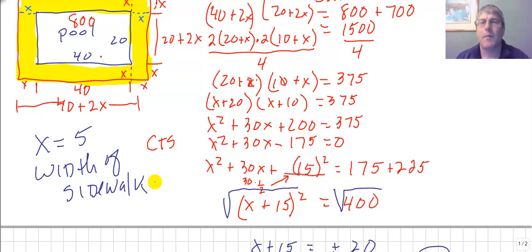So there's an example of using quadratics to solve word problems, and then using your skills of either the quadratic formula or factoring or completing the square to solve and answer our questions.